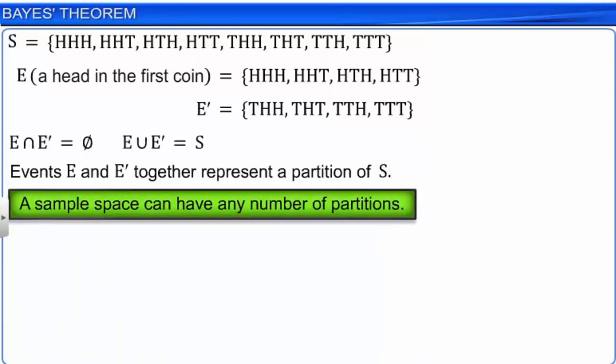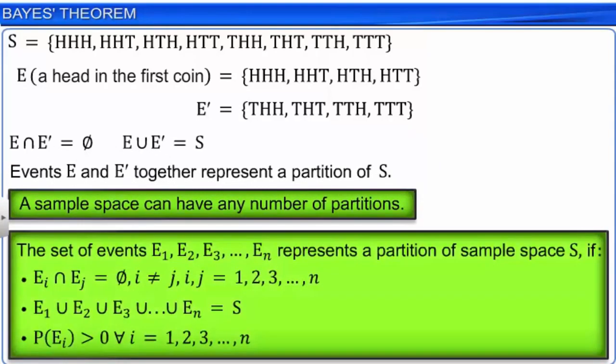In general, a set of events E1, E2, E3, and so on till En represents a partition of sample space S if they are pairwise disjoint. The union of the events is the sample space itself, and the probability of each event is greater than 0.